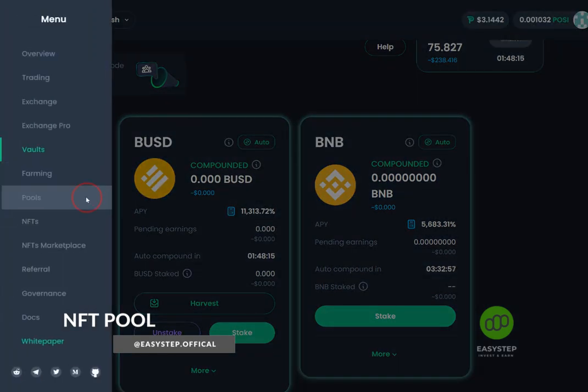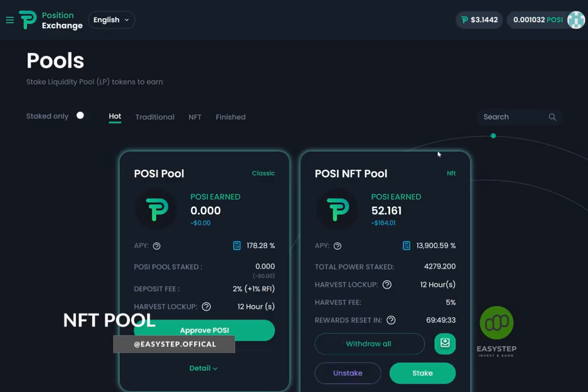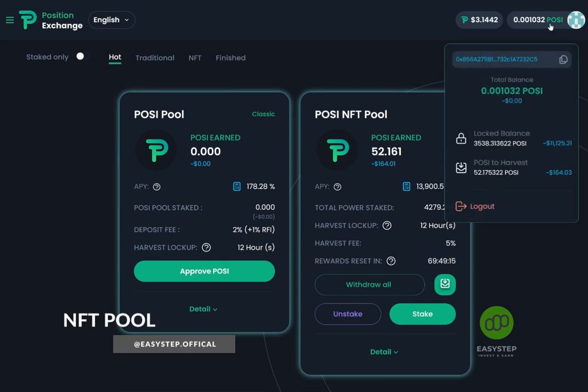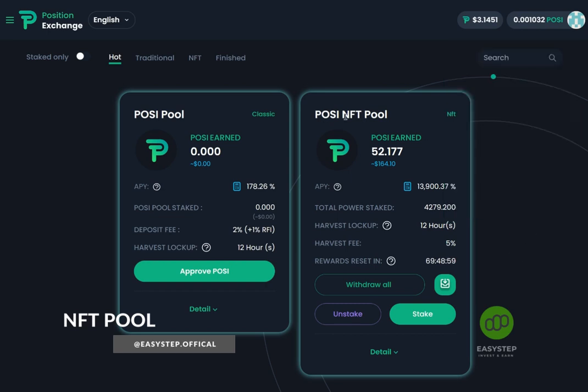So the NFT pool has the highest APY, and the reason it's the highest is because the founders want to attract more people to come and stake into the NFT pool, because this is what they're using to support the price. If you look at the POSI ticker and scroll down to locked balance, I have 3,538 POSI, valued at 11,128. This amount is what I have staked in the NFT pool.